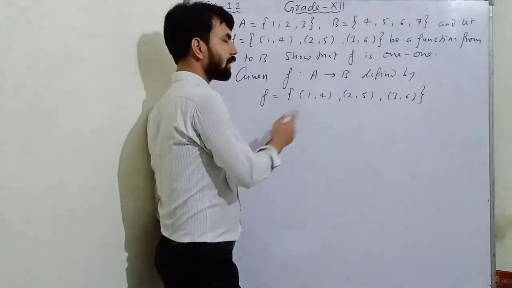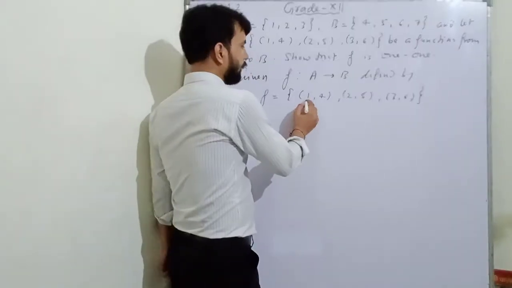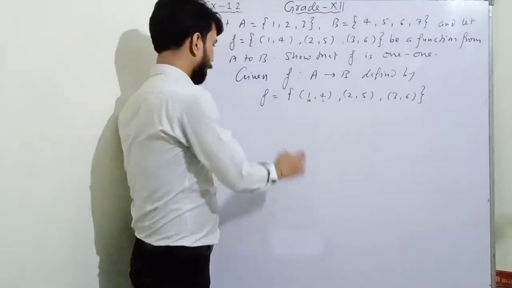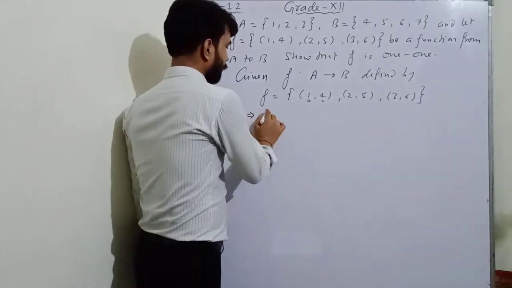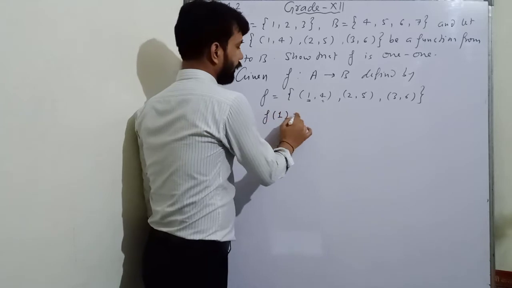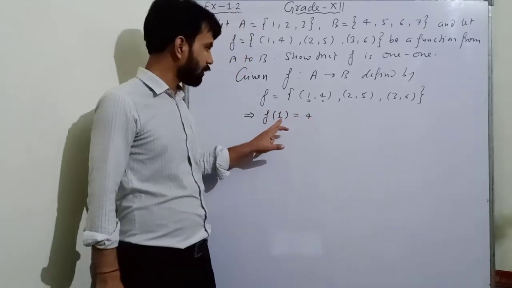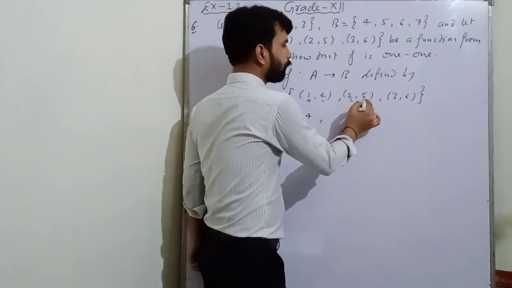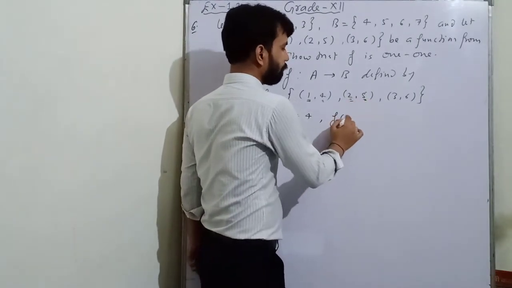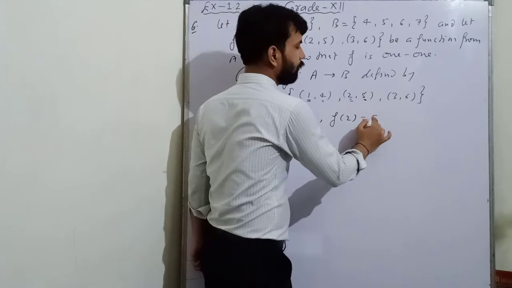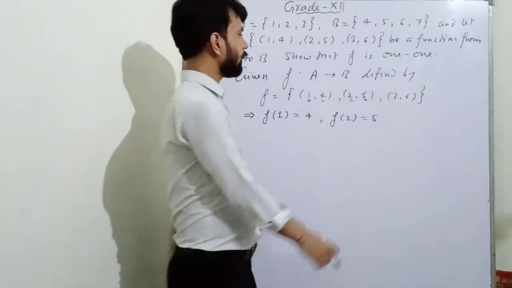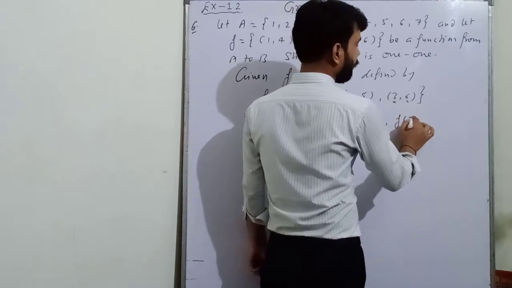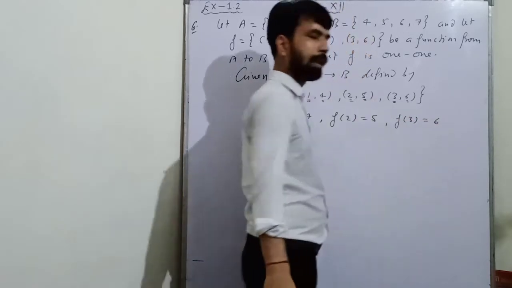So see here, what is clear from here is that the image of 1 is 4. The image of 1 is 4. That means f(1) equals what? 4. The image of 1 equals 4, and the image of 2 is 5, means f(2) equals 5. Similarly, the image of 3 is 6, means f(3) equals 6.